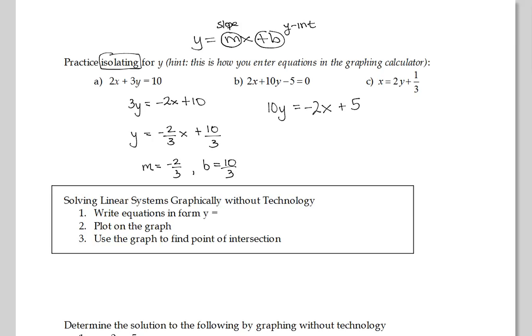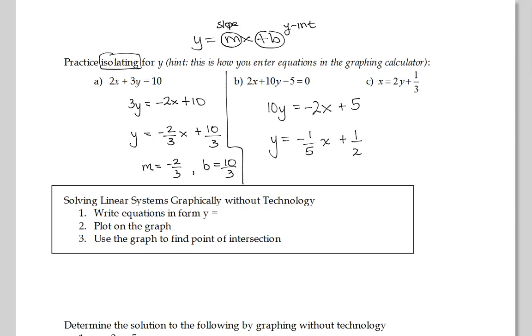Now I need to divide by 10, and you get 2/10. What's 2/10? Yeah, negative 1/5. And then 5/10, 1/2. Good. So right now, maybe you want to jot that down on the side.